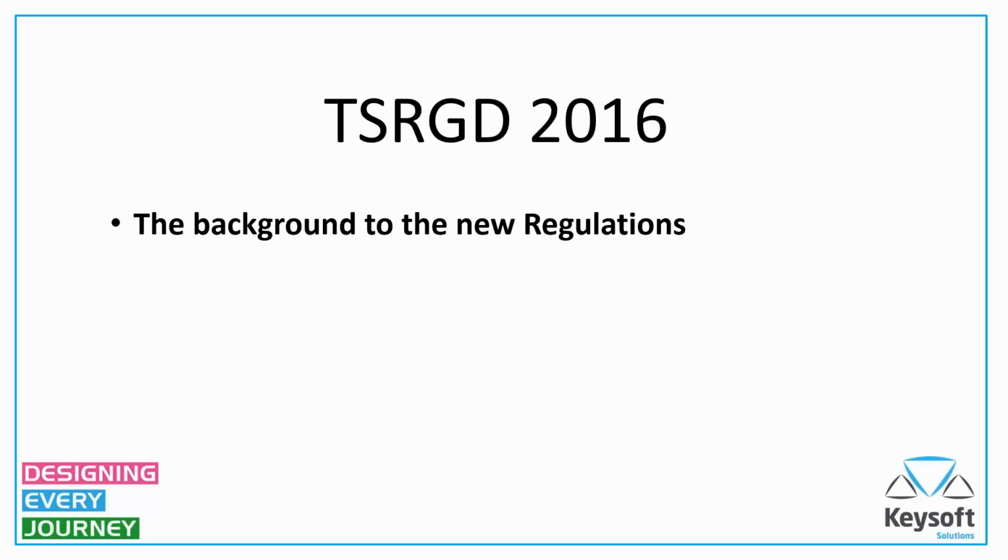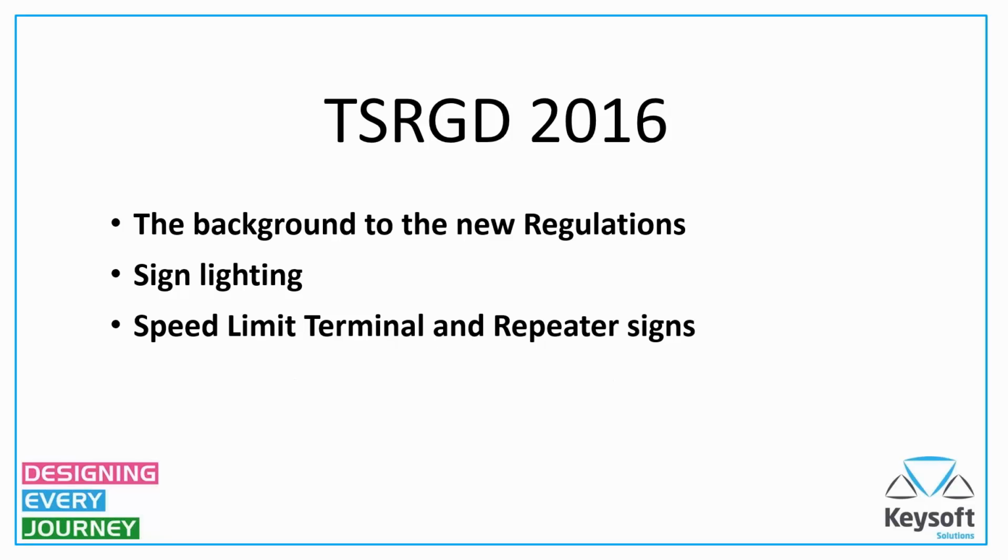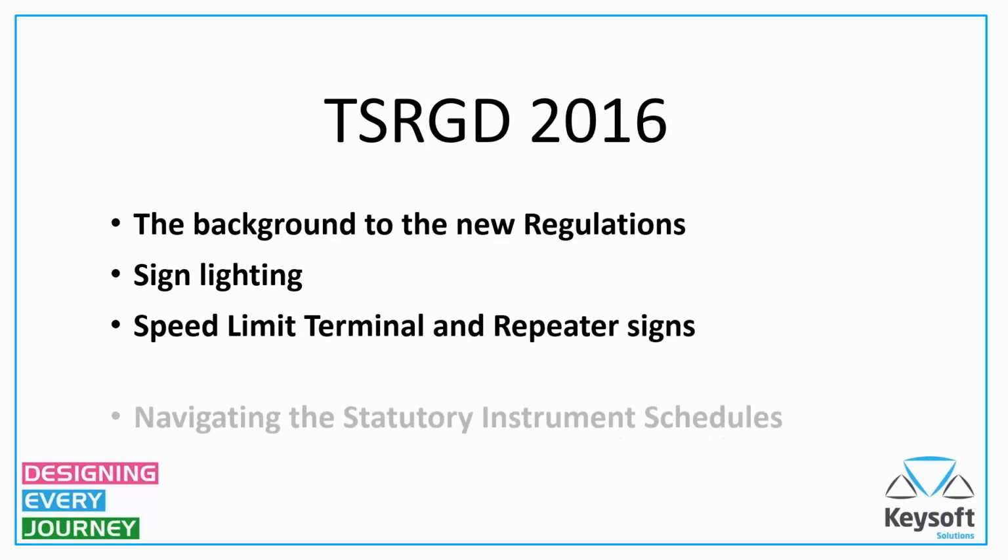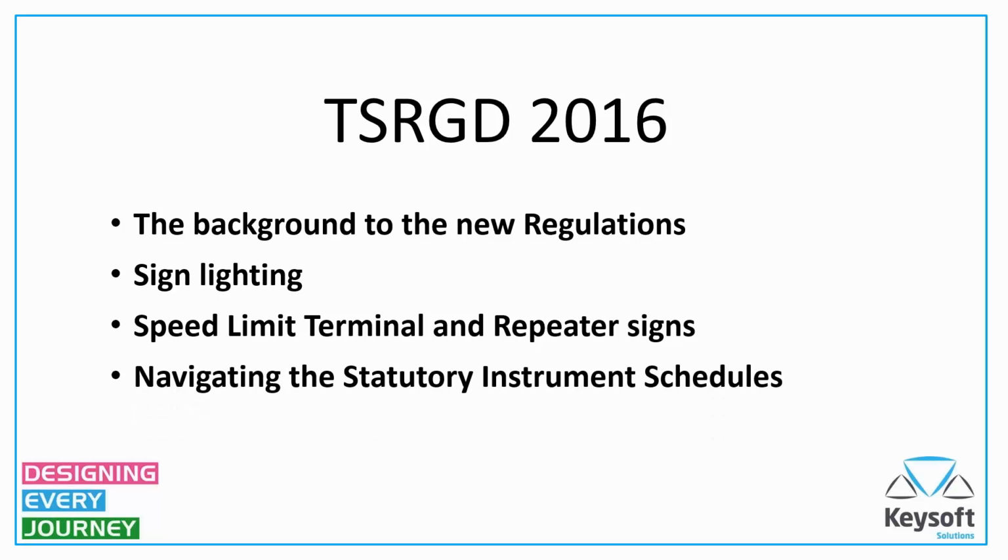So we'll start by looking at the background to the new regulations, and then briefly touch on sign lighting and the changes that the new regulations have in terms of sign lighting, and also the provision of speed limit signs. So there are some relaxations there as well. The main body of the presentation really is to help you get to grips with the new document. So we've got a few screenshots from the PDF navigating the statutory instrument itself and all of those schedules there.